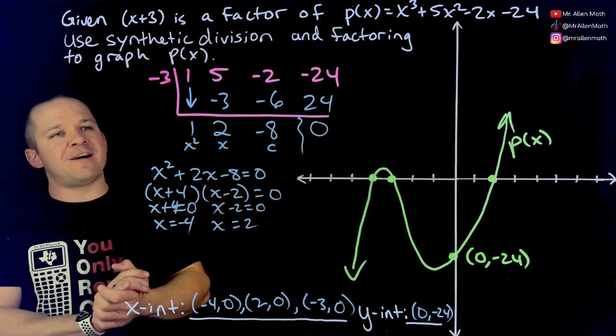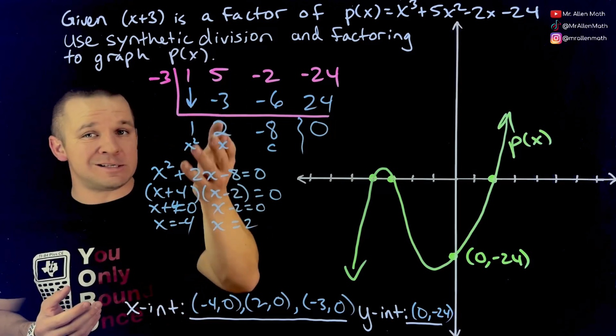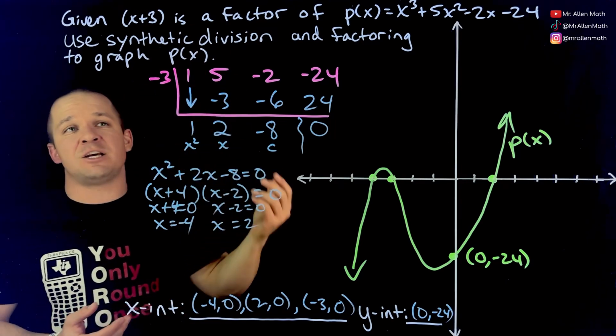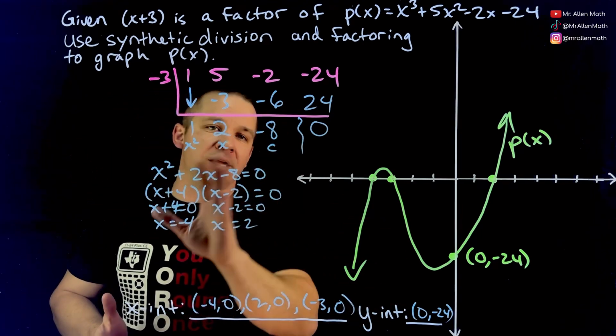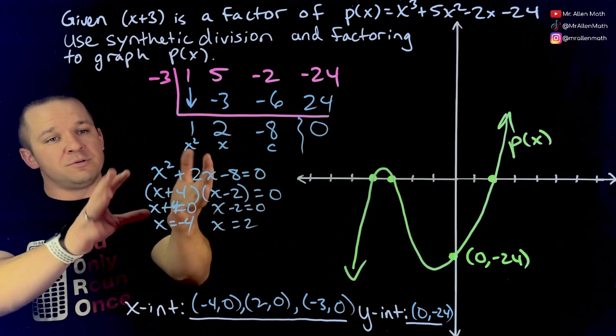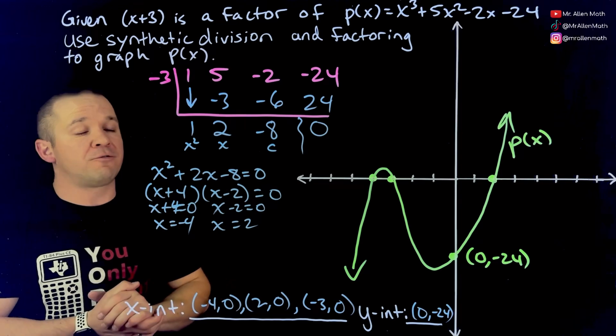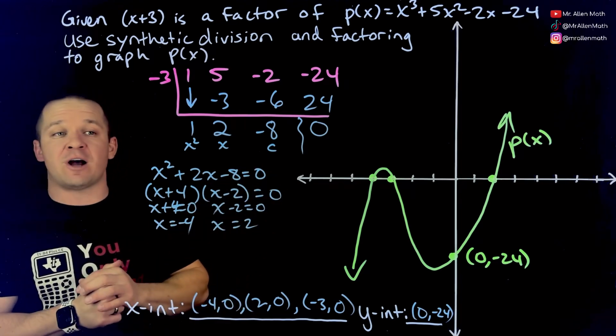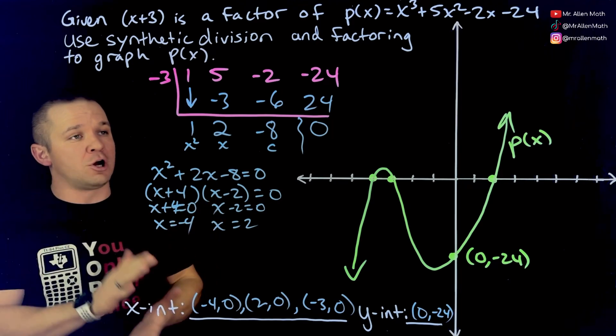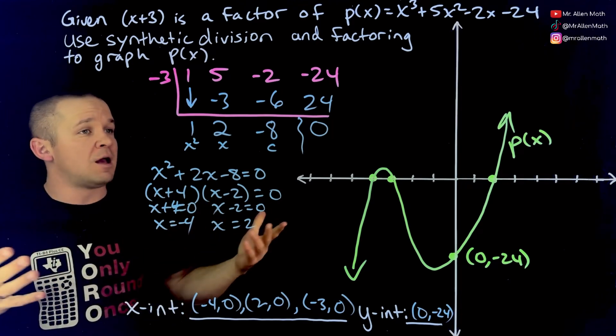So given a factor, or they could give you a 0. They could have just said, given that x equals -3 is a 0 of this function, it would have been the same process. Get down to your quadratic, use factoring, or sometimes the quadratic formula comes into play, whatever it may be, but this was the situation where it can be factored. Then we can graph it, all good to go with x and y intercepts. Awesome.